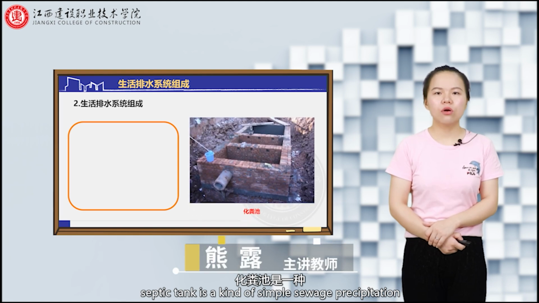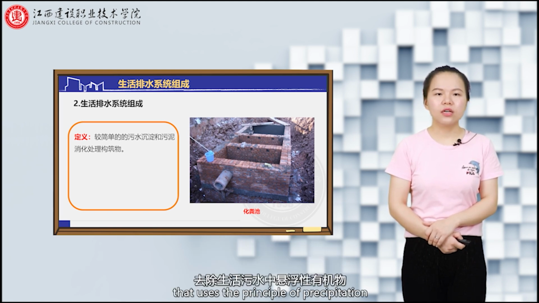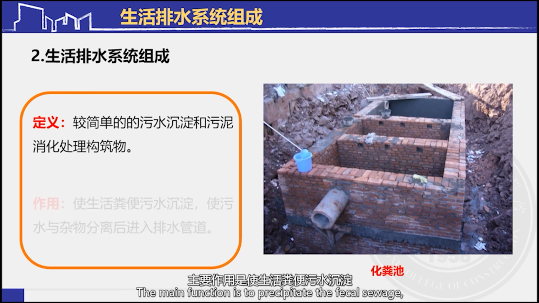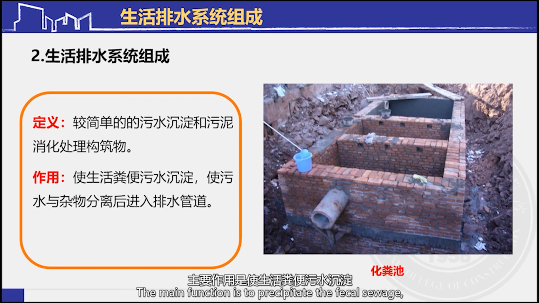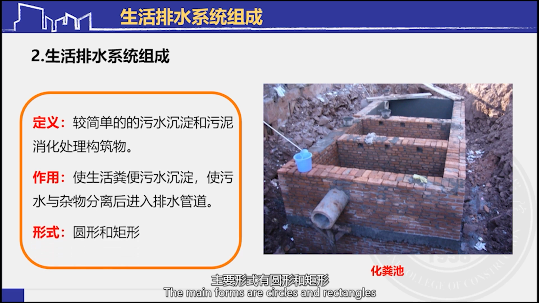A septic tank is a kind of simple sewage precipitation and sludge digestion structure that uses the principle of precipitation and anaerobic fermentation to remove suspended organic matter in domestic sewage. The main function is to precipitate the fecal sewage so that the sewage and debris are separated into the drainage pipe. The main forms are circles and rectangles.